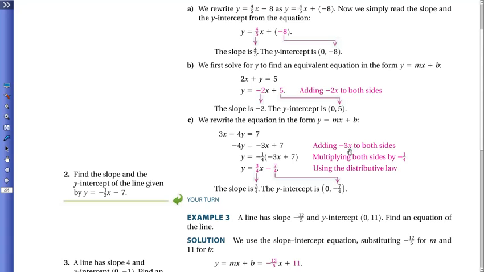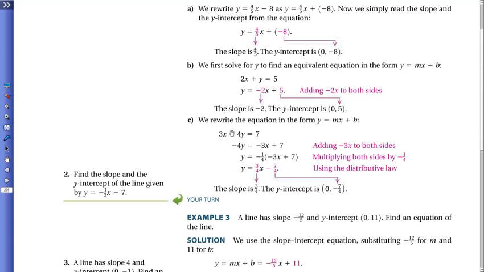They do talk about the steps. Well, they add a -3x to both sides, and you end up with -4y equals -3x plus 7. This is not in the right form yet because y is not equal to something, or it's not solved for y.